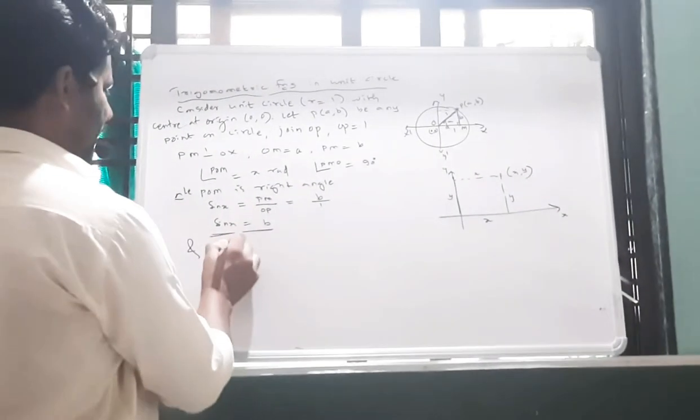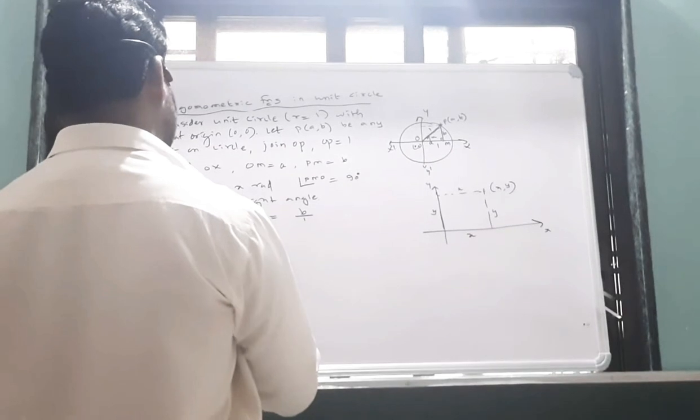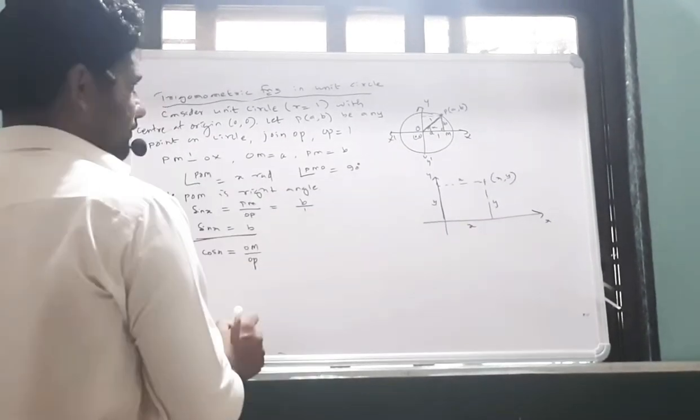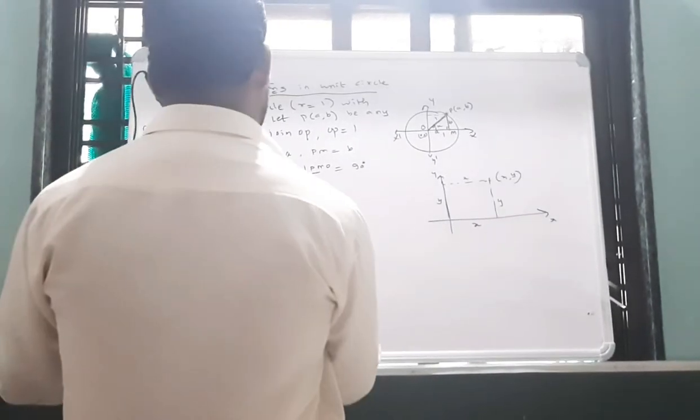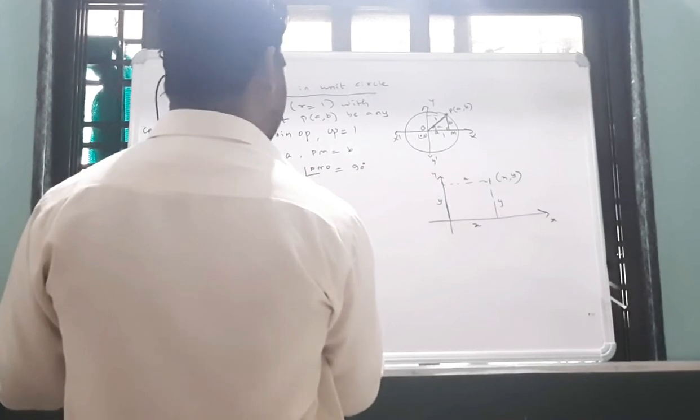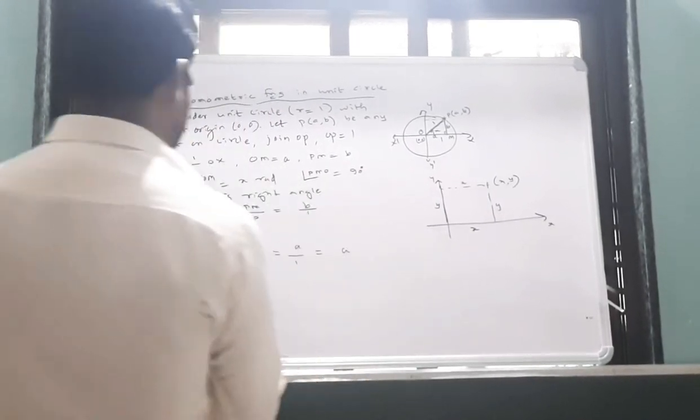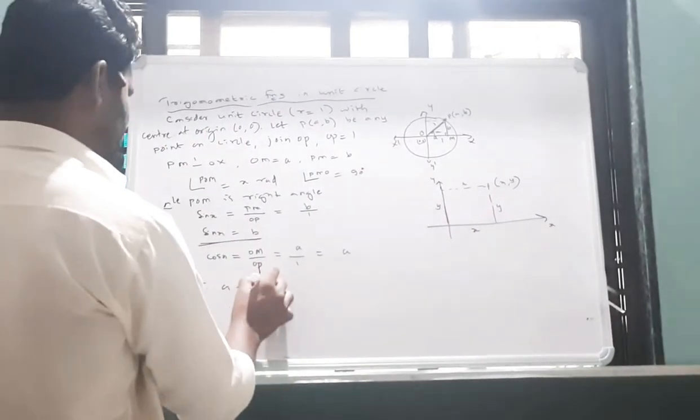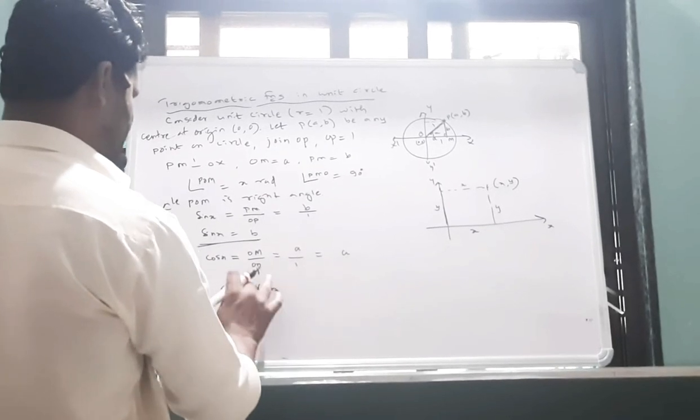Similarly, we can define cos x. Adjacent is OM, hypotenuse is OP, so OM by OP. OM is equal to A, OP is equal to 1. It is A. Therefore, A is equal to cos x.